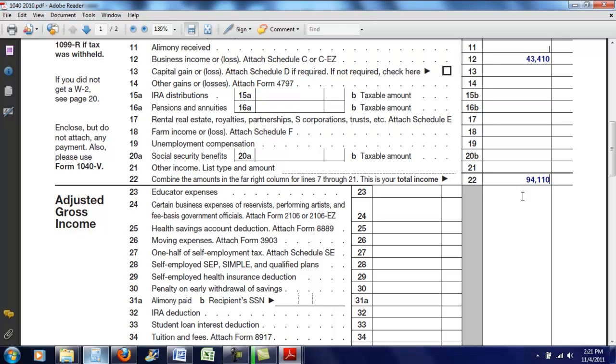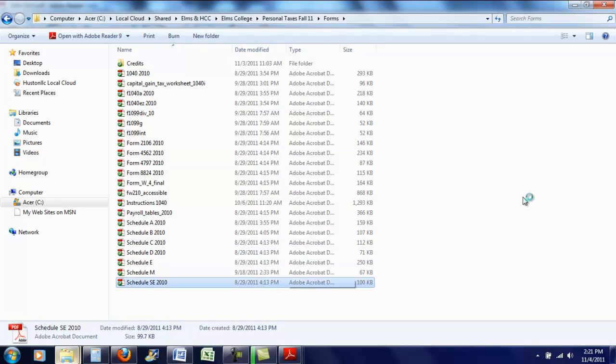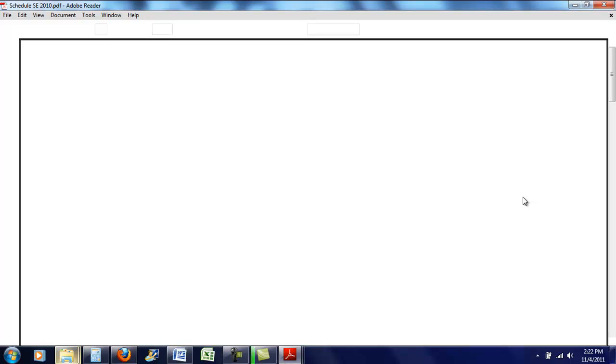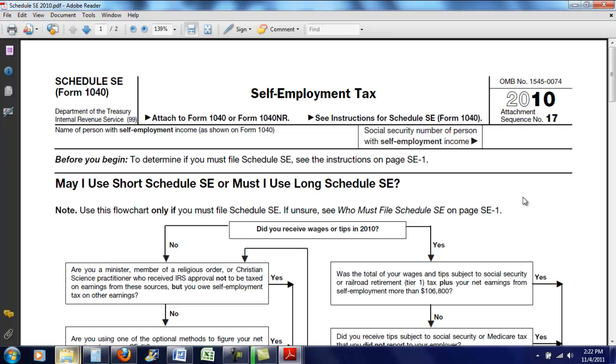Now we're going to have to figure out, she does have self-employment tax, so we're going to have to go to a Schedule SE. So I'm going to pull up a Schedule SE. So the person with self-employment income is Cassandra Albright.